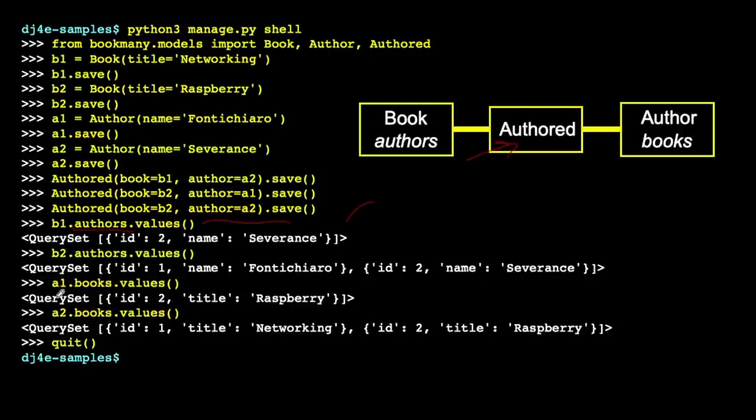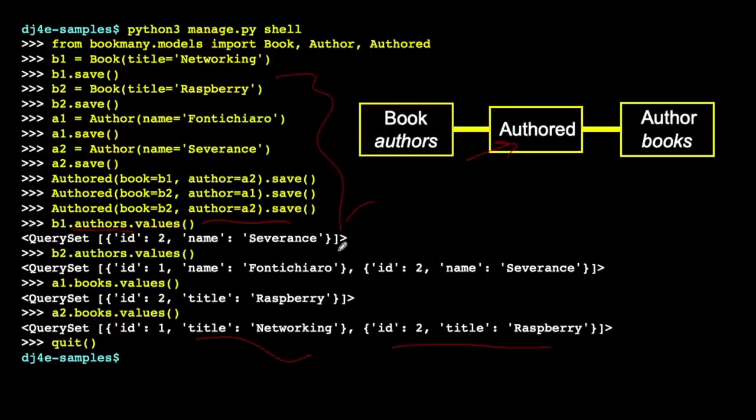And then author 1, who's that? Author 1 is Kristen. What books did she write? Well, she wrote the Raspberry Pi book. We co-wrote that book. And then author 2, what books did he write? Well, he wrote the networking book by himself, and he's a co-author with Kristen on this other book.